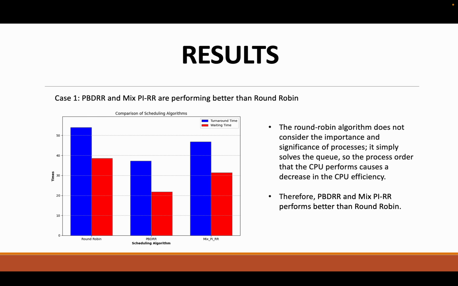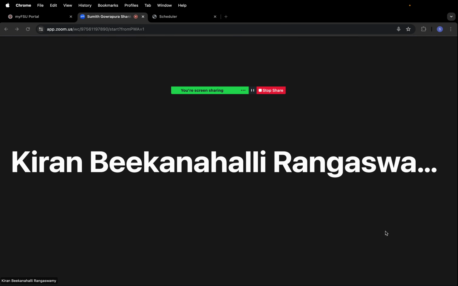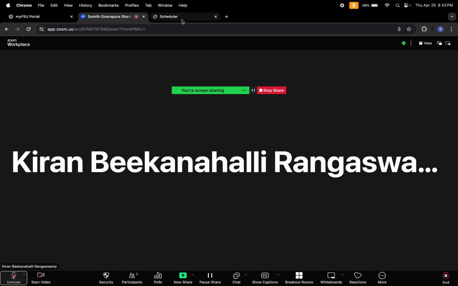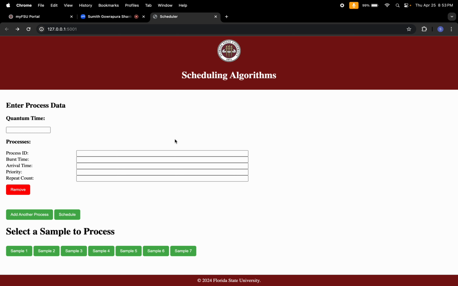So let's look into the results. Let me go and show the demo of the application which we have developed. So this is our application. We used Flask to develop this application, and we can see that these are the inputs that we are feeding for the algorithm.